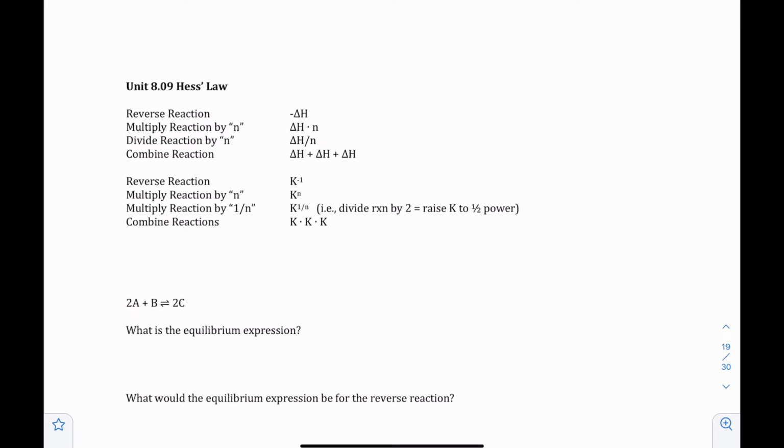When you reverse a reaction, change K to 1 over K. When you multiply a reaction by some number, raise K to that number. When you divide the reaction by some number, raise K to 1 over that number. And when you combine the reaction steps, multiply their K's together to get a total.